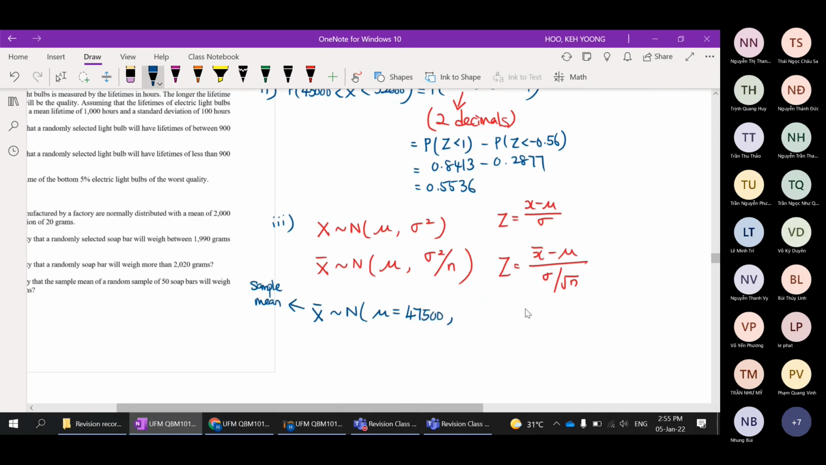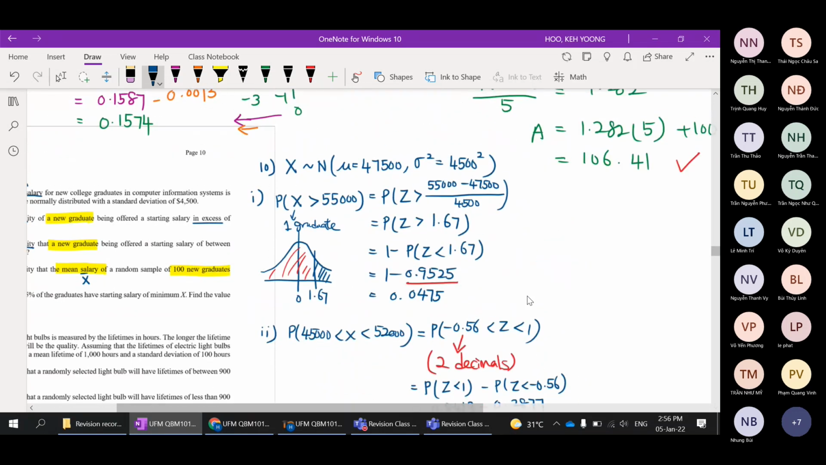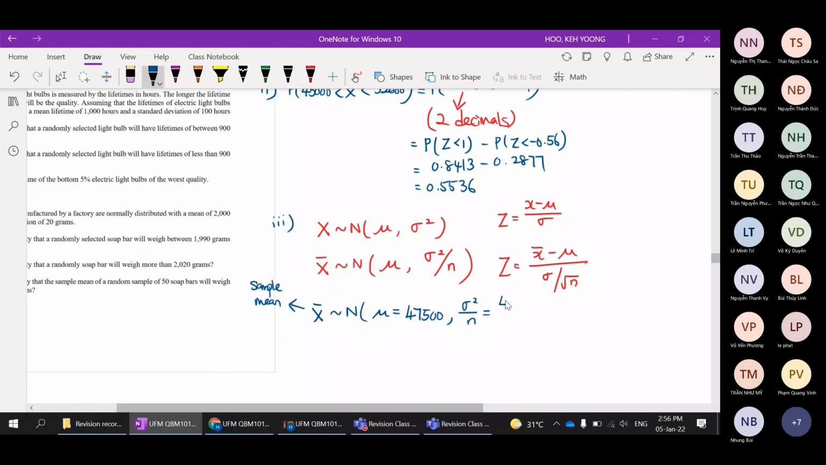Okay, how about the variance? The variance is the population's variance over n. You will have 4,500 squared over n. Sample size is 100. So this is the sampling distribution for the sample mean salary.